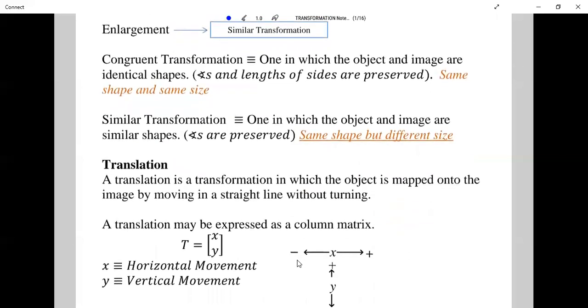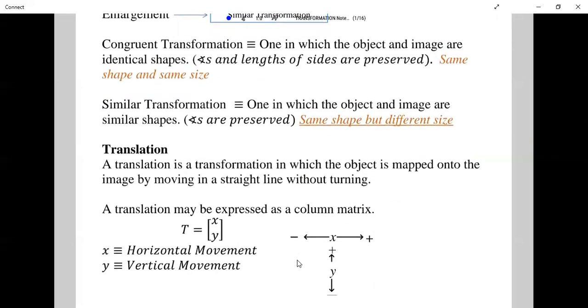Now, a congruent transformation is one in which the object and the image are identical shapes. Remember, the object is the shape that is about to move, and the image is the shape after movement has taken place. If the transformation is a congruent transformation, the object and the image are identical shapes. That means that the lengths of the sides are preserved. Angles and lengths of sides are preserved. That means that it has the same shape and the same size.